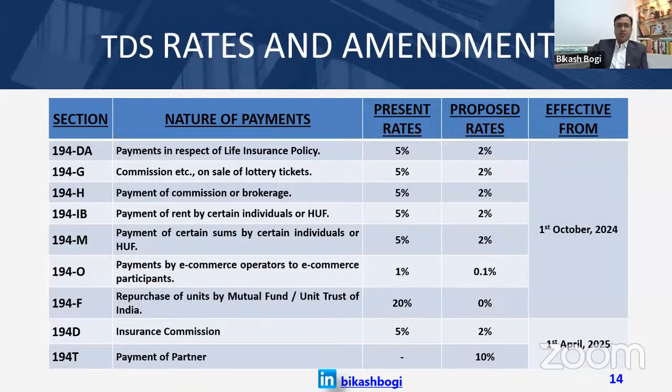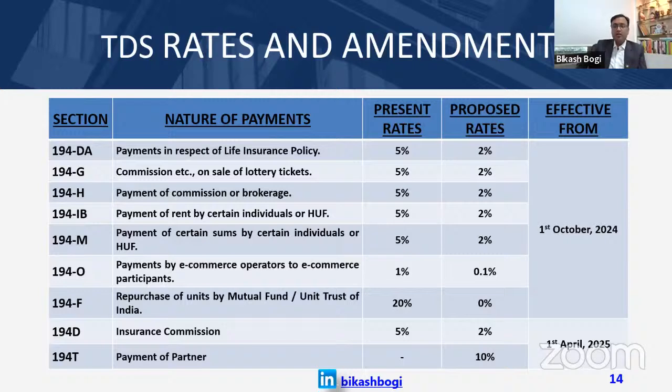So through budget 2024, the Finance Minister has proposed very steep reduction in the TDS rates, which gives the indication of what is in the mind of the tax department, that the government wants to streamline the TDS provisions. They don't want to just collect the TDS. They just want to get information from various sources, and at the same time, they don't want to put additional burden on the taxpayer. So this chart gives the rate of TDS, which has been significantly reduced from 5% to 2%, 20% to 0%. And these rates are effective from 1st October 2024 or 1st April 2025.